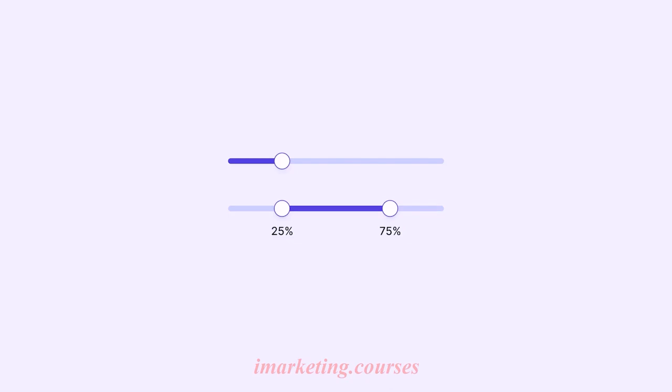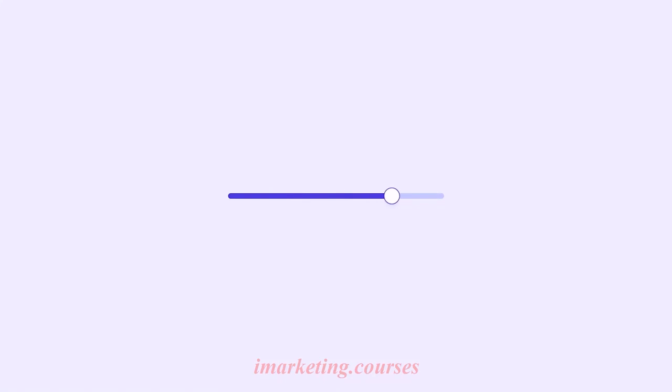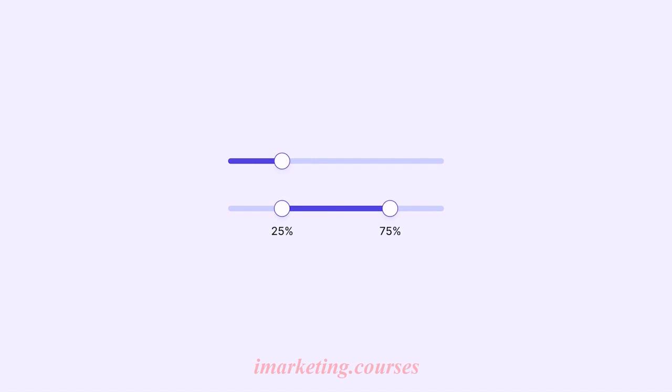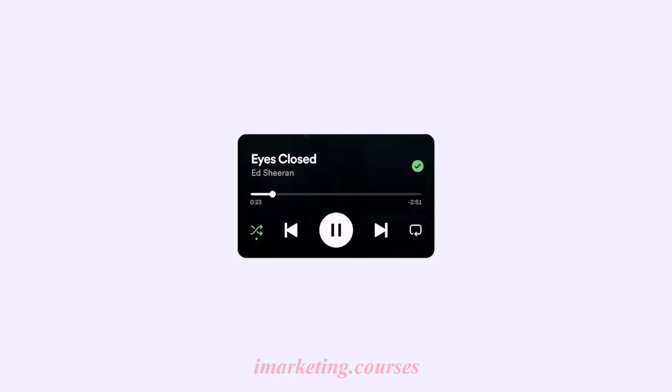A slider is a UI element that allows the user to select a value or a range of values by moving a slider along a horizontal or vertical track. Sliders are commonly used in interfaces where the user needs to input a value within a certain range, such as adjusting the volume on a media player or selecting a value for a parameter in a form.